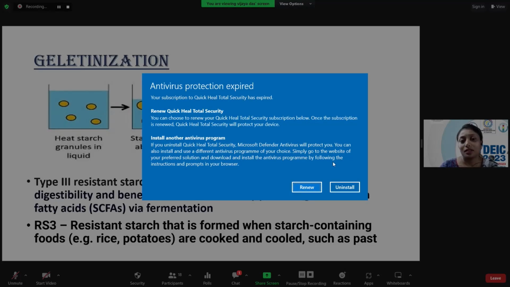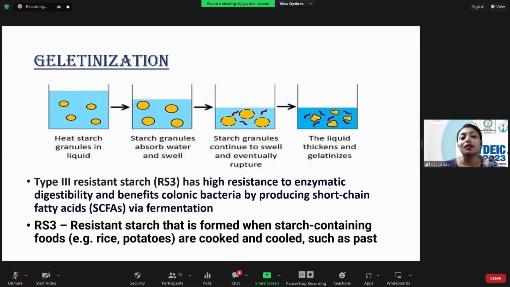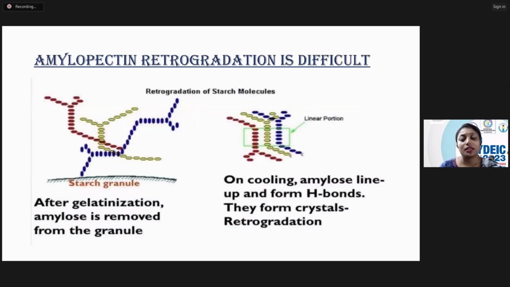The third grade resistant starch form which I'm talking about will happen only when, after gelatinization, the paste or the gel is cooled. Now, this technique is termed retrogradation. Again, we have to be aware that gelatinization and retrogradation are mostly done with the amylose molecules because of the linear pattern of structure.